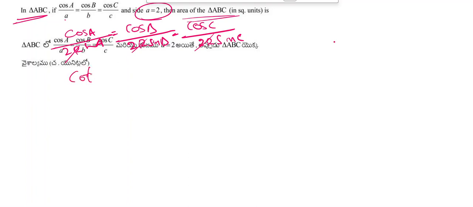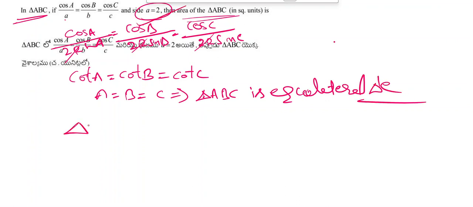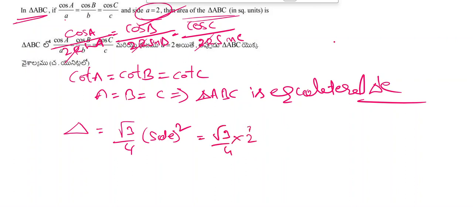Cos A by sin A, this is cot A is equal to cos B by sin B, cot B, is equal to cos C by sin C, cot C. Here cot cancelled, that is A is equal to B is equal to C. Angles are equal, that means triangle ABC is an equilateral triangle. Here small a side is given, so area of the equilateral triangle delta is equal to root 3 by 4 into side square. This is root 3 by 4 into, here small a side is given 2, that is 2 square, here 2 square 4 cancelled, that is equal to root 3.